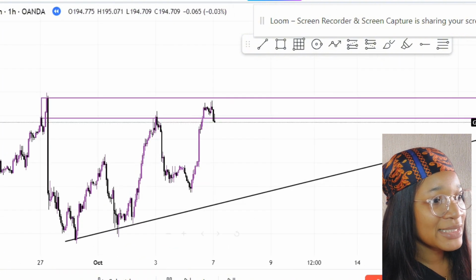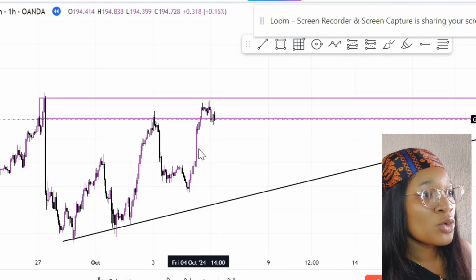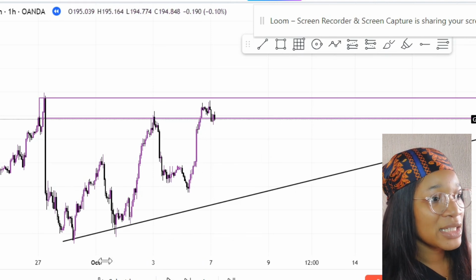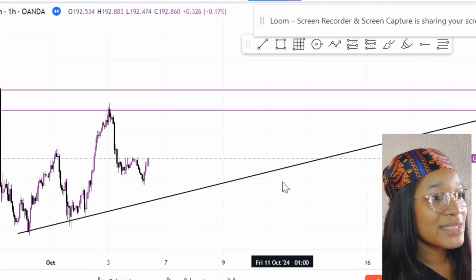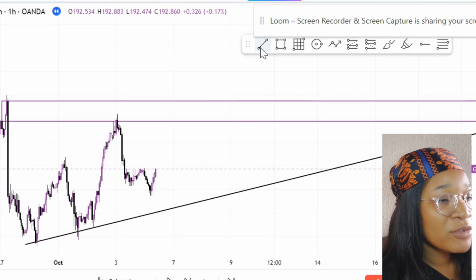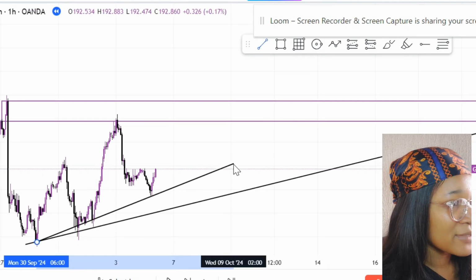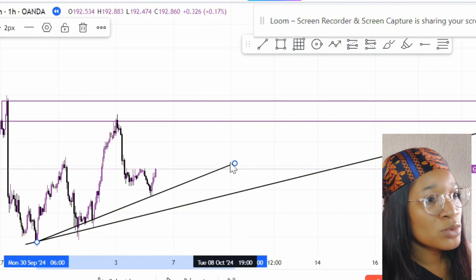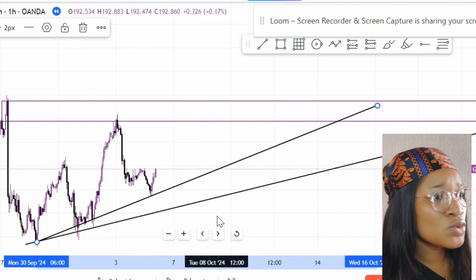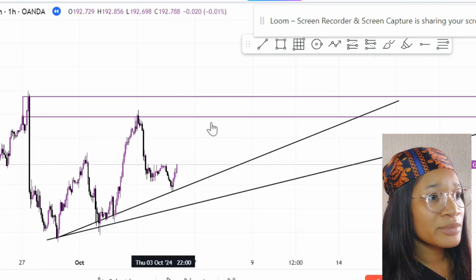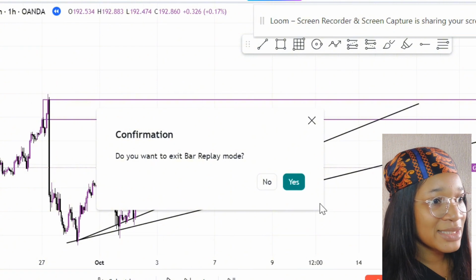So now let's say I want to take a trade from this level. Now price is at a resistance level. Even those who marked out their trend line this way could have still gotten a trade right here. So let's pay attention to the support side first before we go over to the resistance side.